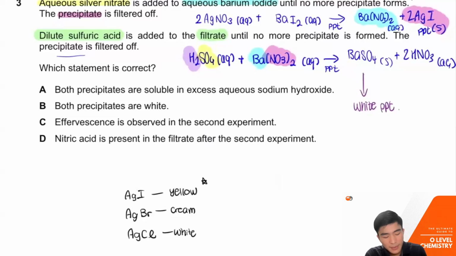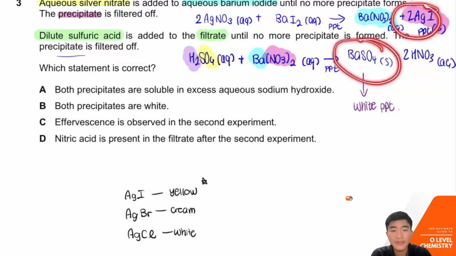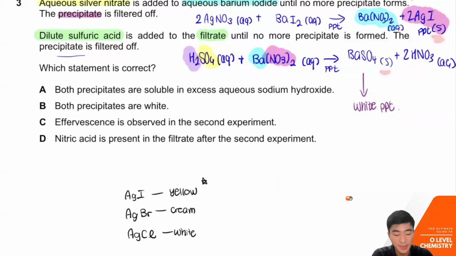Now, we can see over here we are looking at the options. First one, both precipitates are soluble in excess aqueous sodium hydroxide. In this case, answer is no, right? Because you can see over here that for silver iodide, as well as the barium sulfate, we have never learned a reaction that can allow us to react either a sulfate or an iodide with a base to get a reaction. Moreover, this is a solid, this is a precipitate.